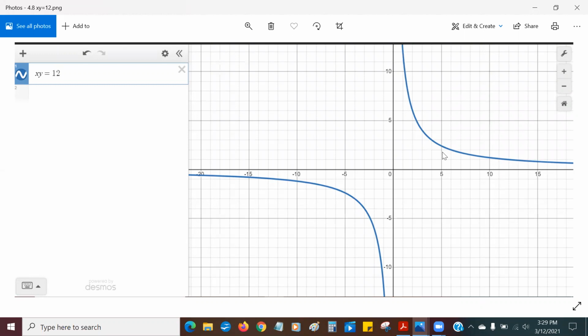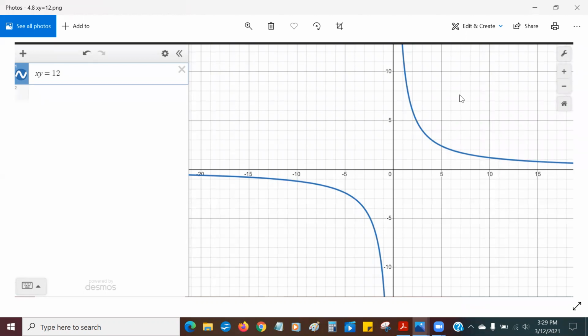Basically, this graph is going to be asymptotic to the x-axis and asymptotic to the y-axis. And just like you have two positive numbers, you're going to have two negative numbers. Anyway, this is a hyperbola, and that was really cool.